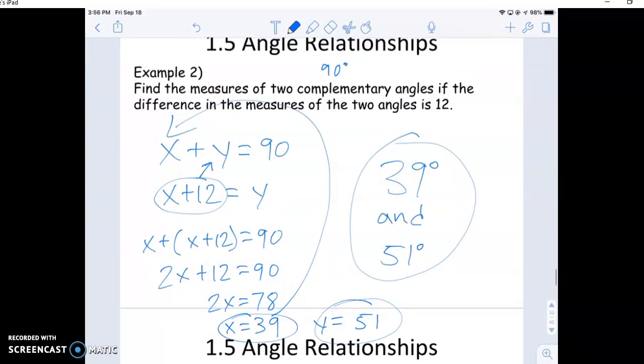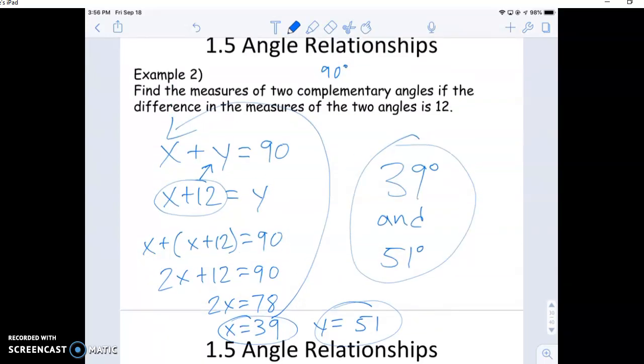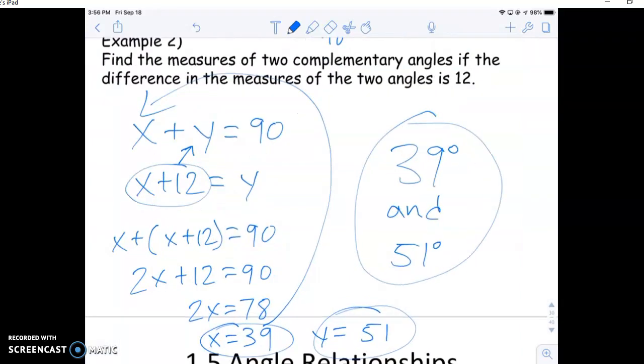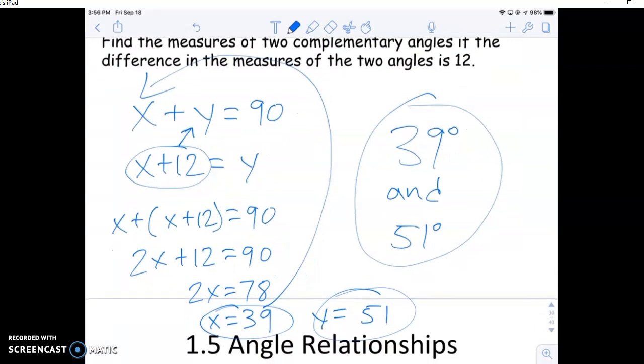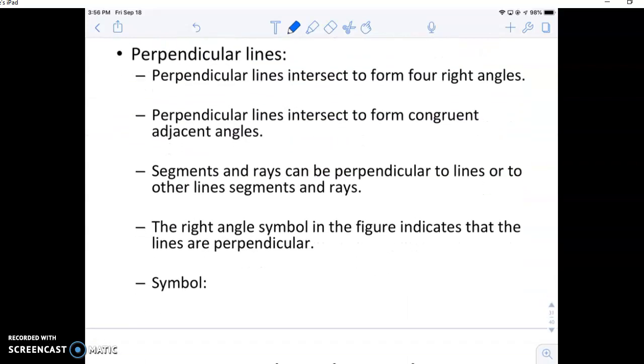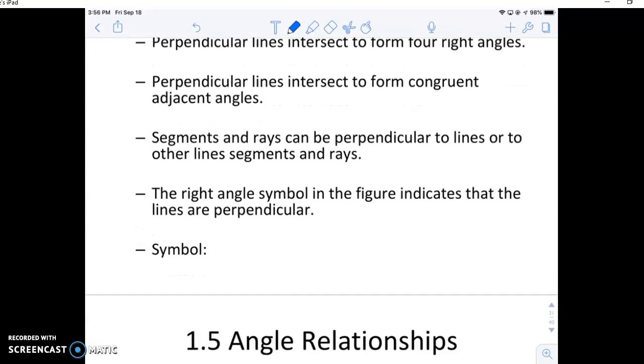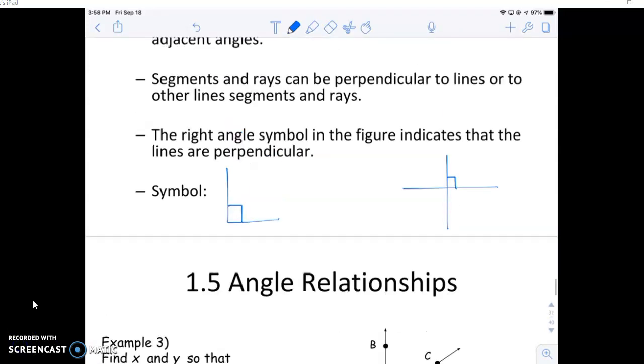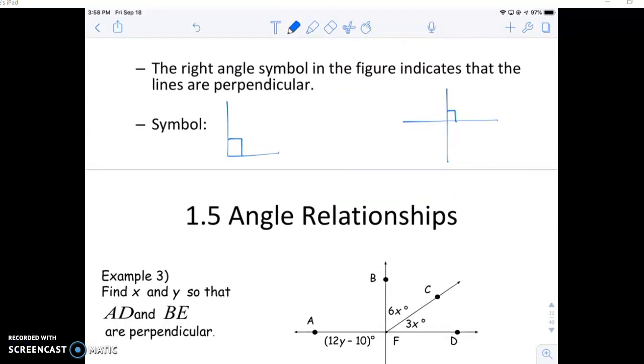After you get the answer, it's a good idea to go back to the original question and read it and see if it makes sense. That's a good suggestion for all of these. Alright, next. This is just talking about perpendicular lines. We don't really need to talk about this a whole lot. Perpendicular lines are just two lines that form right angles. The symbol is that little box. We talked about that last one as well. So perpendicular lines just form a right angle.